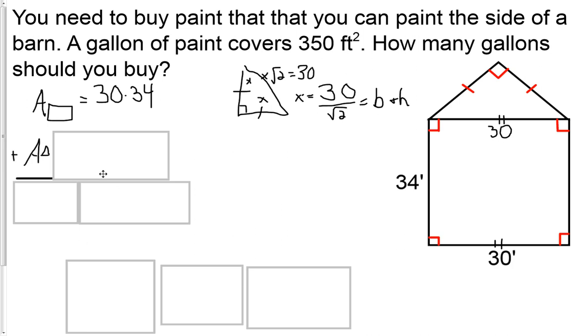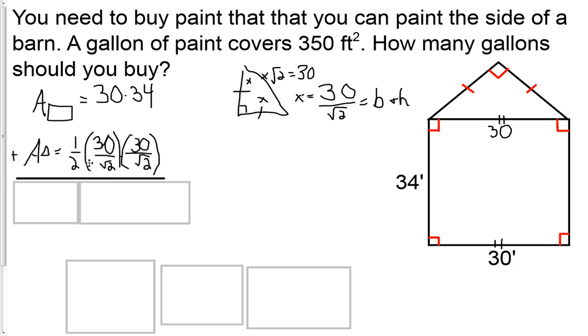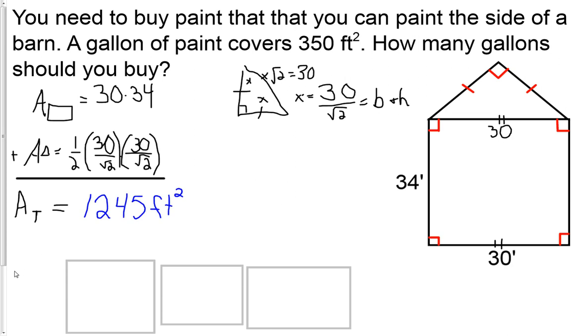So my next calculation, we're going to add the area of the triangle to the area of the rectangle, and it's half times 30 over square root of 2 times 30 over square root of 2. And my total area, when I add those two pieces together, was 1,245 feet squared. Now, most people on a long problem like that would say done.